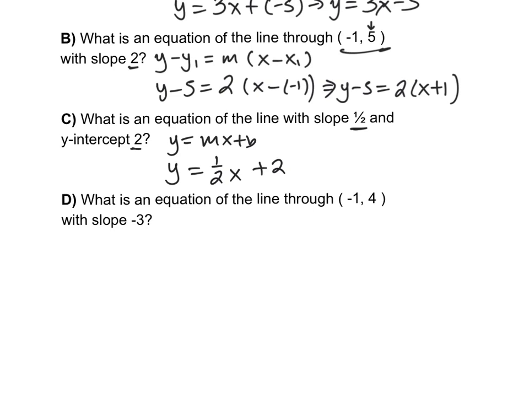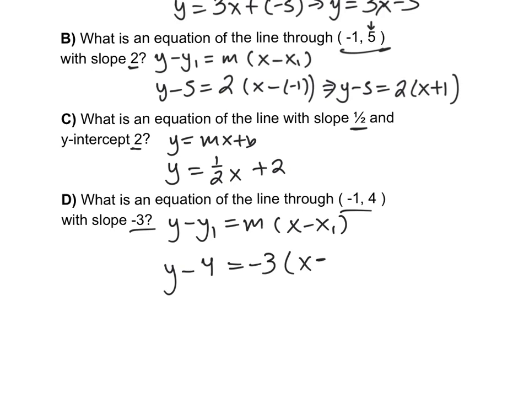All right, and then part D, we have an ordered pair and a slope. Well, this will be the point-slope form, which is y minus y1 equals m times x minus x1. Y and x are constant, so it's y minus y1. Well, y1 is 4, is equal to our slope, which is -3 times x minus -1, and we could simplify the minus -1, and it's y minus 4 is equal to -3 times x plus 1.